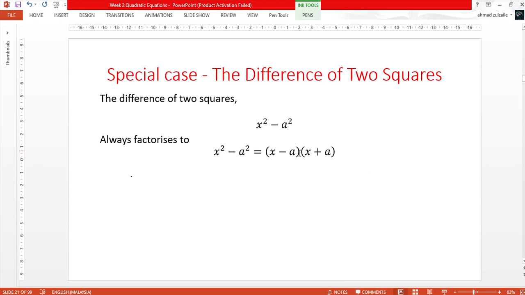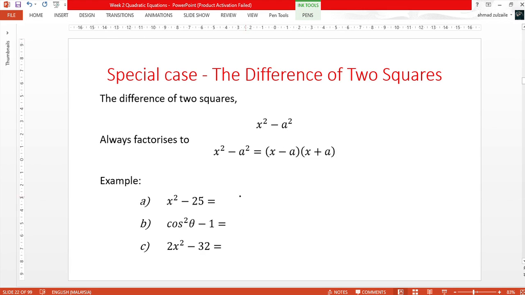Or in another way, you can substitute into your calculator, with a as 1, b as 0, and c as minus a squared. Alright, so you can just simply substitute in your calculator. Alright, so let's try a few examples here.